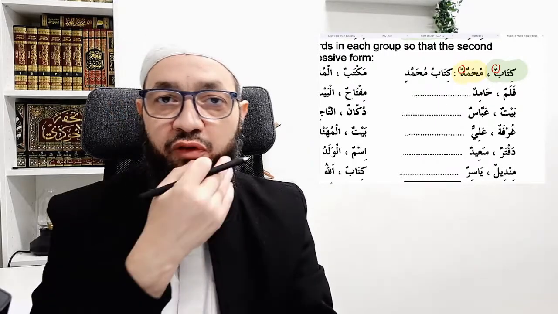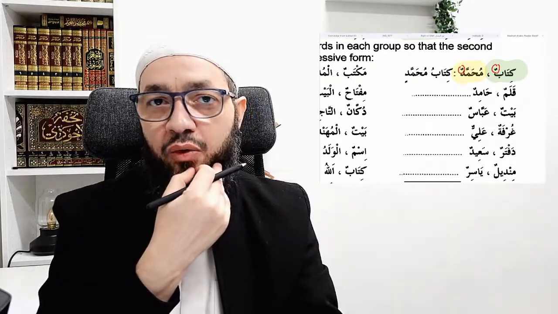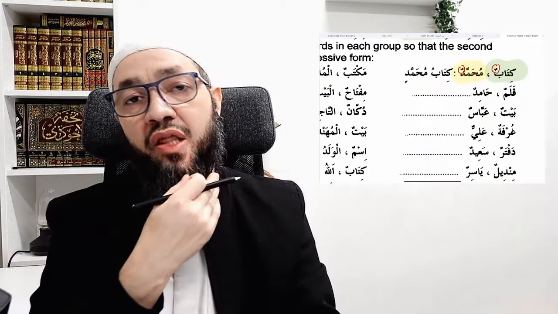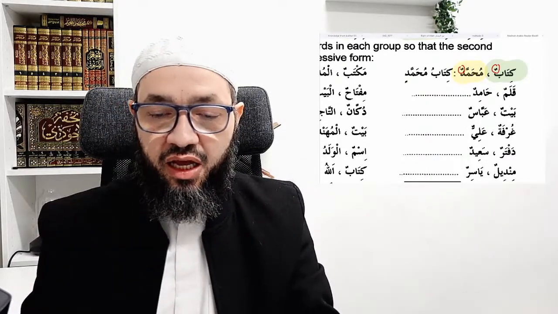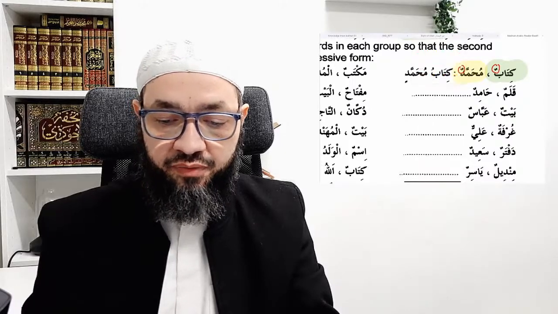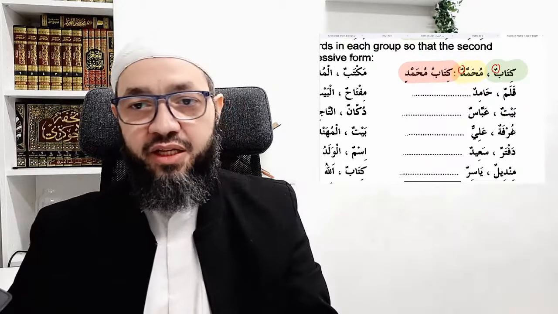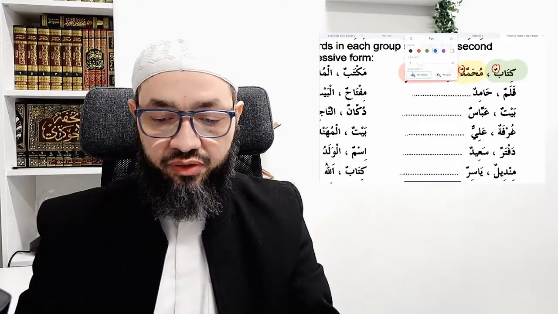So there's a couple of changes that happen, and these changes are known as nahu, the principles of i'rab. The principles of i'rab, or the principles of nahu. So it becomes kitabu Muhammadin. When you put them together, it becomes kitabu Muhammadin. What are the changes that take place? Let's have a look at them.